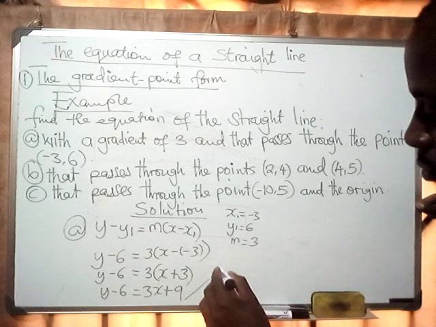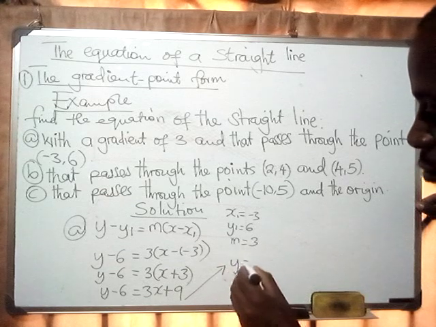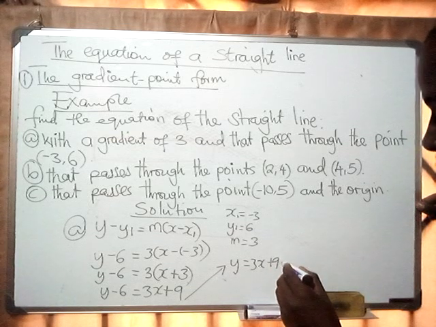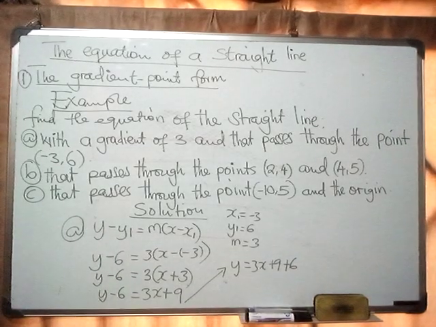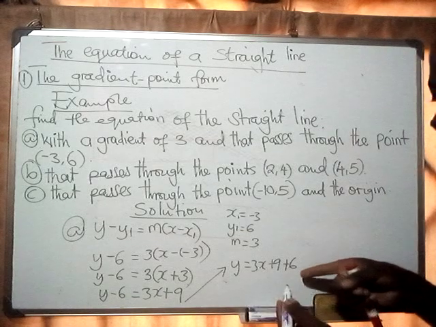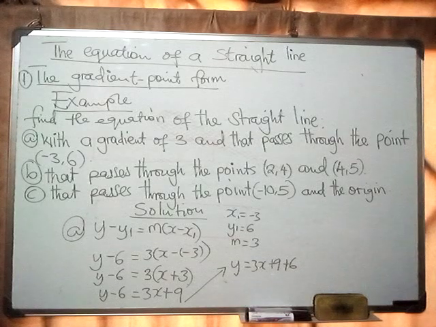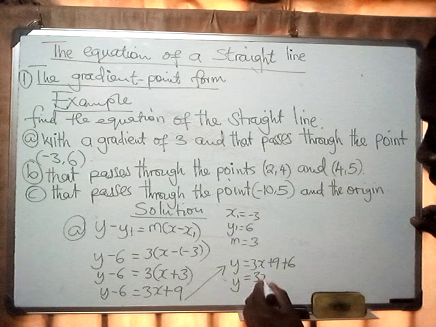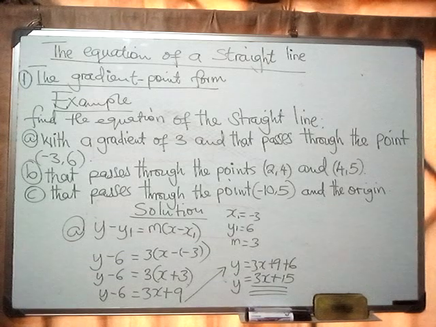So our working will continue from here, where y will be 3x plus 9 plus 6. And what is 9 plus 6? The 6 has become plus because it was negative and moved to the other side. So the additive inverse of negative 6 is positive 6. Therefore we have our answer: y is equal to 3x plus 15. So this is our answer.